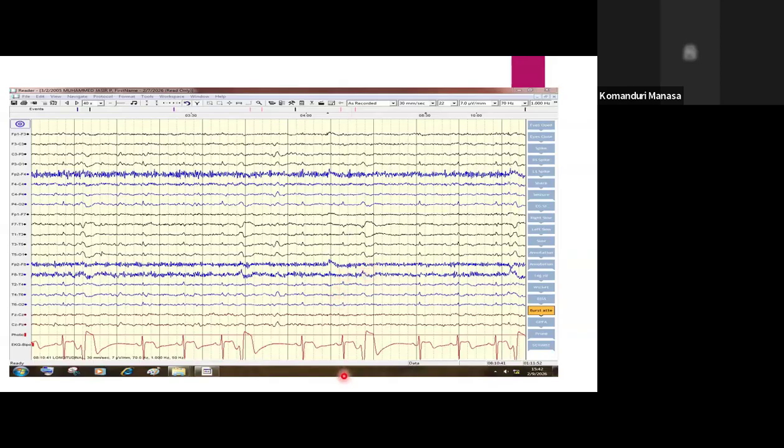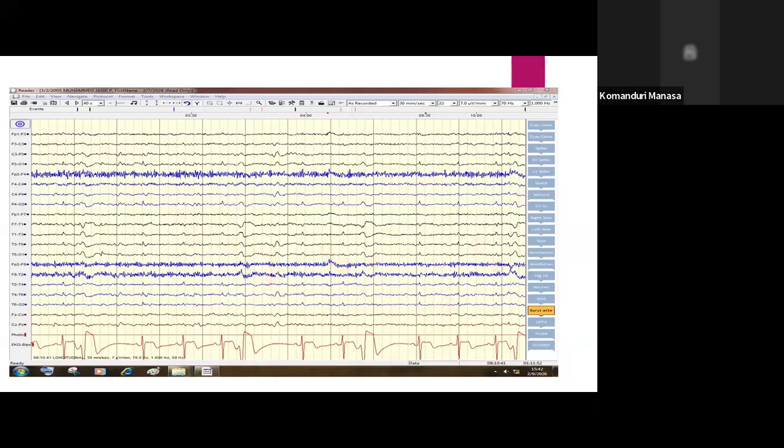It is time locked with the ECG. It is coming very rhythmically, with a fixed time interval between them, almost 3 seconds. So you have to look carefully at the EKG. These are VPCs, coming rhythmically at every 3 second interval.